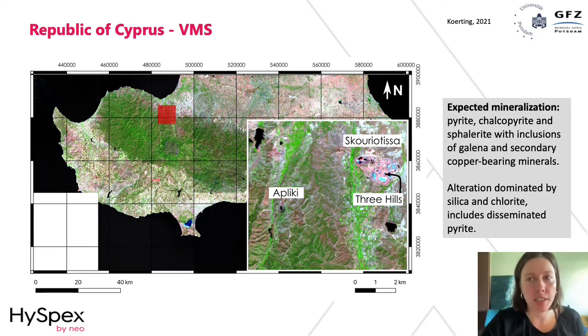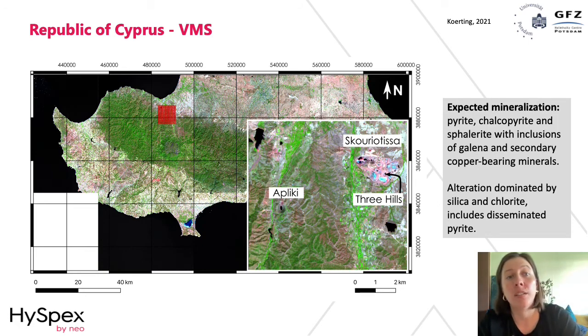belongs to the mafic type of volcanogenic massive sulfides, VMS. The expected mineralization here is of pyrite, chalcopyrite, and sphalerite, with inclusions of galena and secondary copper-bearing minerals. As I already told you, these are not going to be visible in the shortwave infrared and the visible to near infrared. So we're looking for the alteration zones instead. And in Cyprus, the alteration is dominated by silica and chlorite and disseminated pyrite.